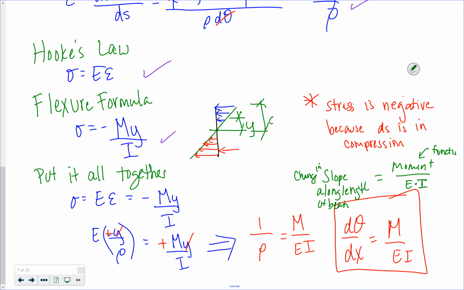Actually, any of them could be a function of x, right? What if I have a varying cross section, my moment of inertia would change along the length. My elastic modulus could change along the length. I don't know, suddenly I have an aluminum piece in the middle of my steel beam. So my change in slope along the length of my beam is equal to my moment over EI.